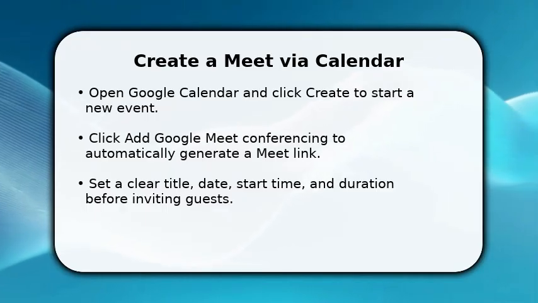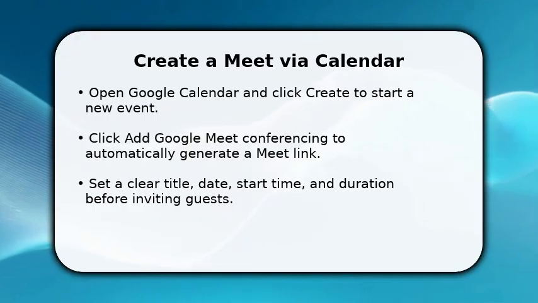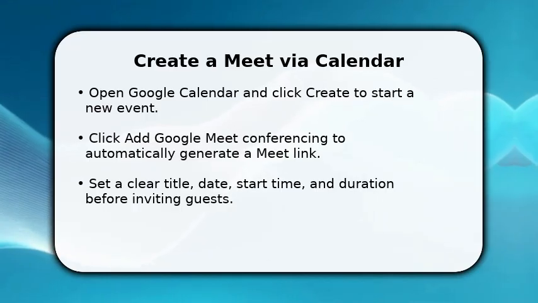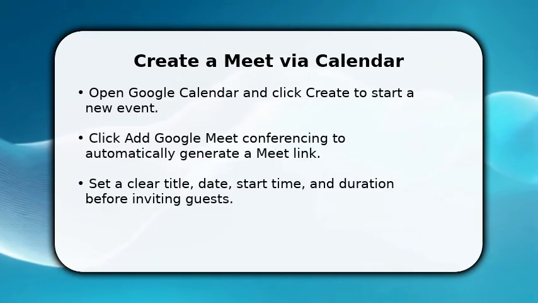Open Google Calendar and click Create to start a new event. Set a clear title, date, start time, and duration before inviting guests. Click Add Google Meet Conferencing to automatically generate a Meet link for attendees.